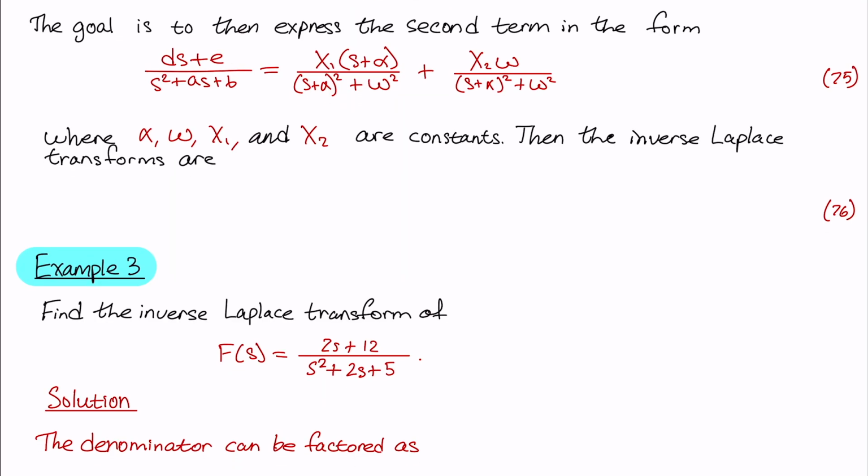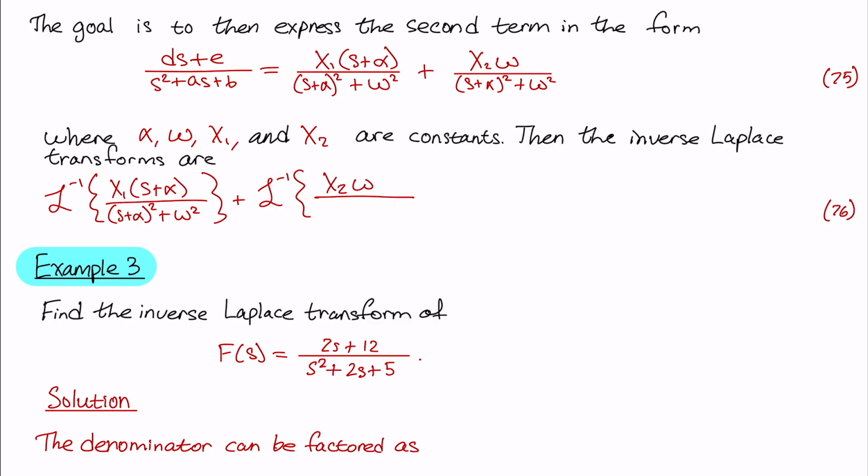All right, and so in this case, the inverse Laplace transform of our first fraction, big X1 times (s + alpha) divided by (s + alpha) squared plus omega squared, plus the inverse Laplace transform of big X2 omega divided by (s + alpha) squared plus omega squared, are equal to big X1 times e^(-alpha t) times the cosine of omega t plus X2 times e^(-alpha t) times the sine of omega t.